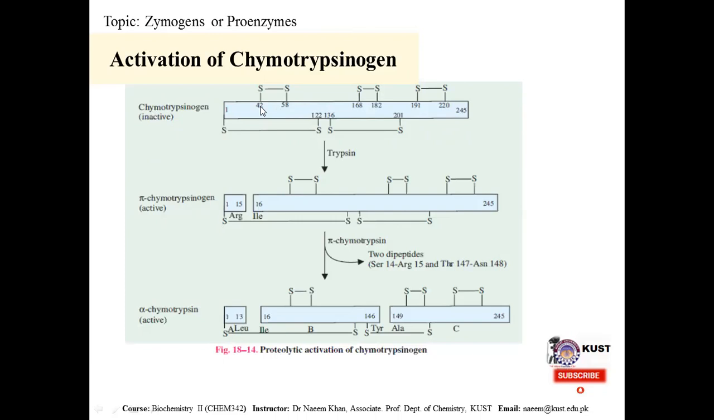Here we have disulfide linkages between two cysteine amino acids, at 42 and 58. Also, there is a disulfide bond between 168 and 182. Here, a disulfide bond links the cysteine at position 1 with the amino acid at position 122. Similarly, the amino acid at position 136 has a disulfide linkage with the amino acid at position 201. This is the inactive form when produced.